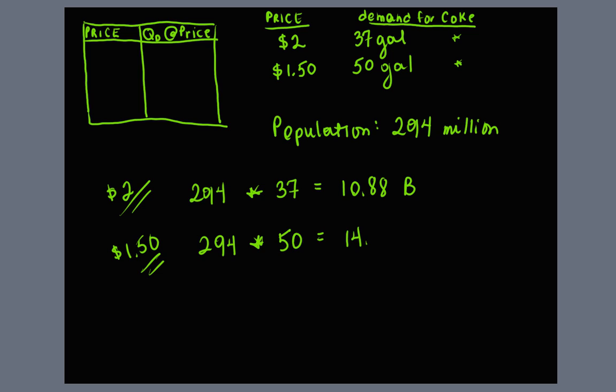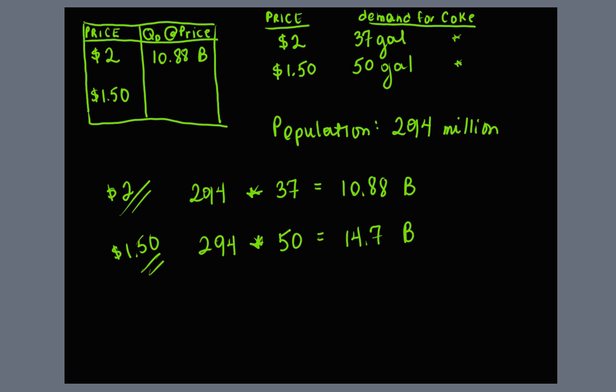So really now all I need to do to fill in my demand schedule is just plug this information in. I just need to say, okay, at the price of $2, I'm going to have the quantity demanded be, this is how much the whole market will want to drink, 10.88 billion gallons. And at the price of $1.50, the whole market will demand 14.7 billion.